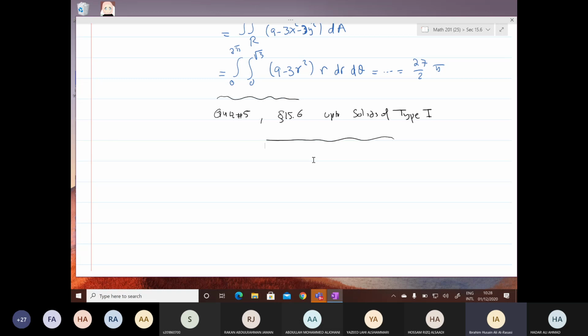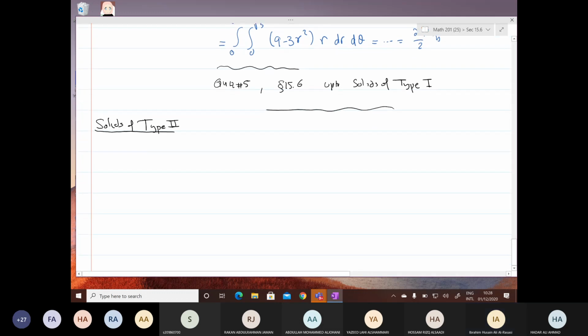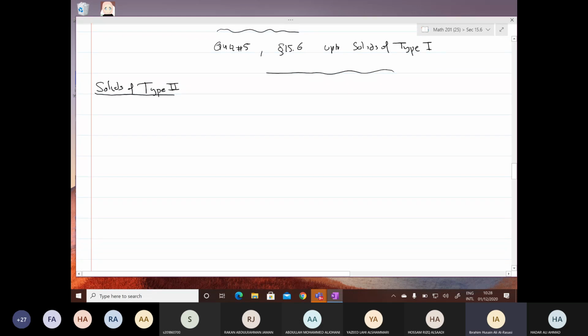Now let me go to solids of type 2. In fact, if you understand what we did for solids of type 1, it will be the same for solids of type 2. How? Just pay attention here. For solids of type 2, I have the following.